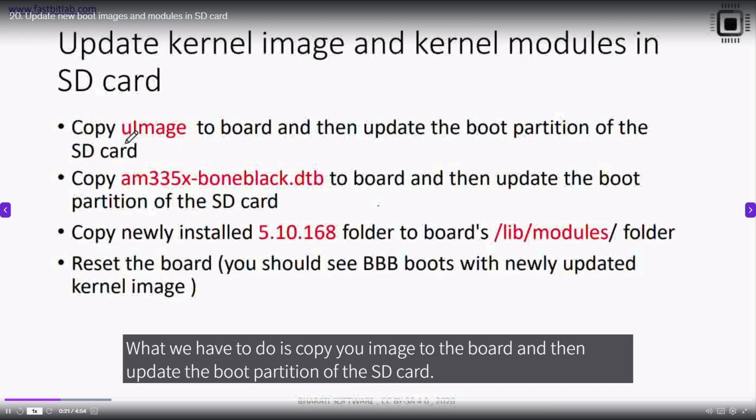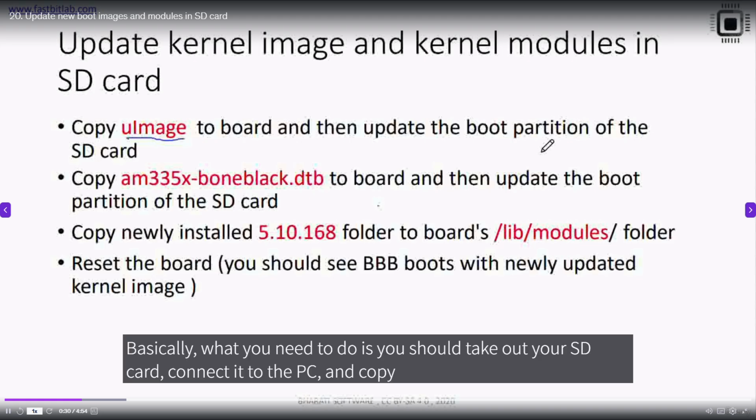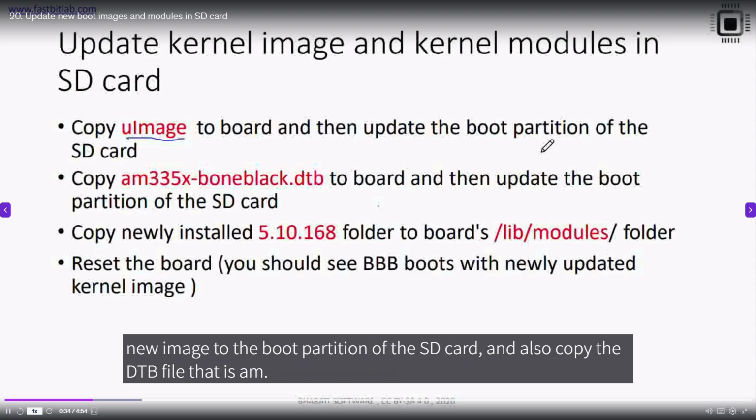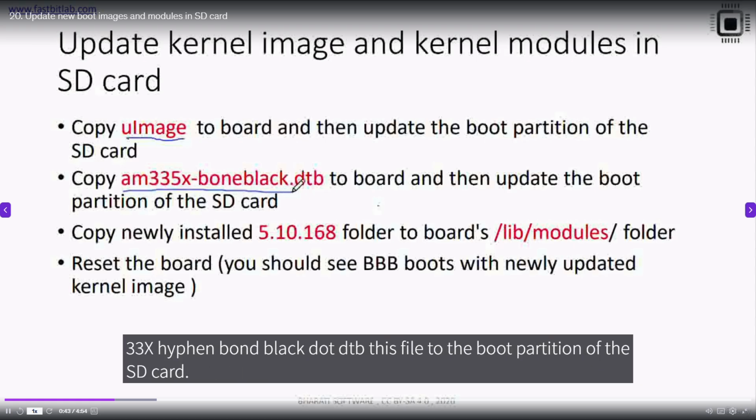First thing we have to do is copy uImage to the board and then update the boot partition of the SD card. Basically, you should take out your SD card, connect it to the PC and copy the new image to the boot partition of the SD card. And also copy the DTB file, that is am335x-boneblack.dtb, to the boot partition of the SD card.